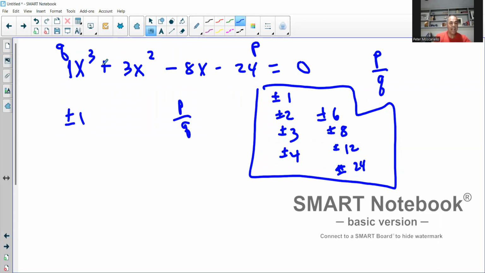Now, on the actual test, will the lead coefficient be 1? Because if it's a 5, you're going to have things like 2 over 5 and 12 over 5. Let me check the actual test. Yes, the lead coefficient is 1. So the good news is you only have to worry about plus or minus 1. Let's find the roots now.